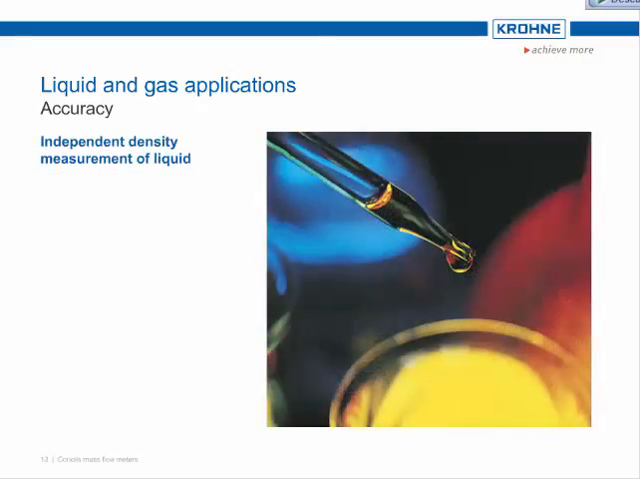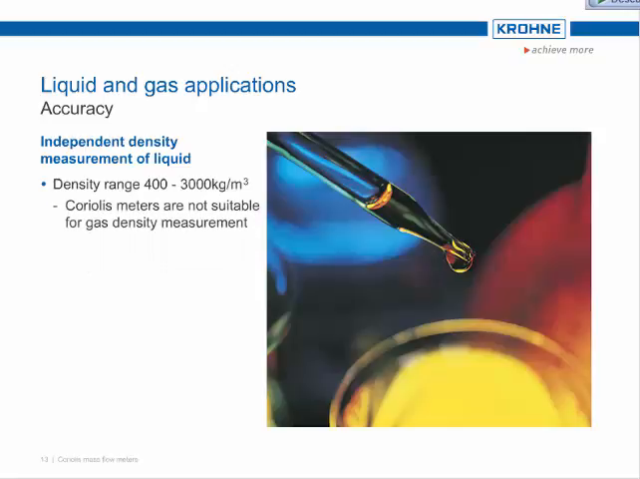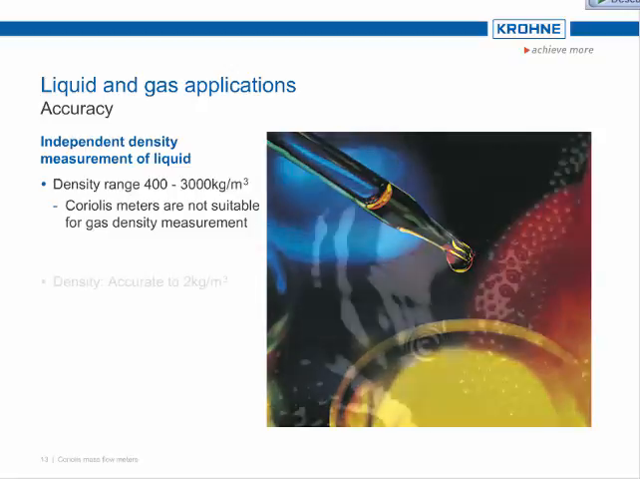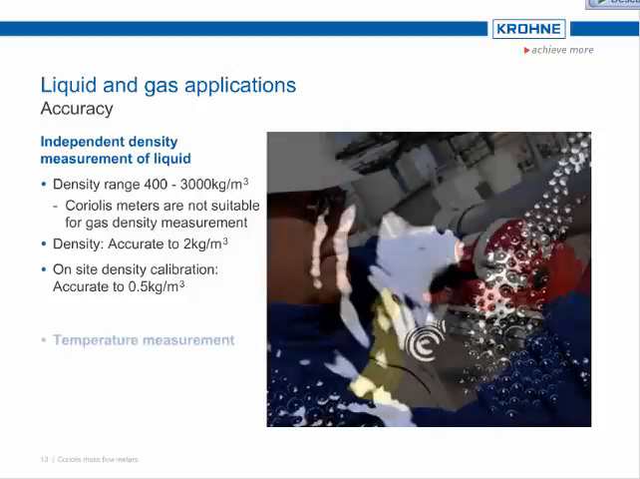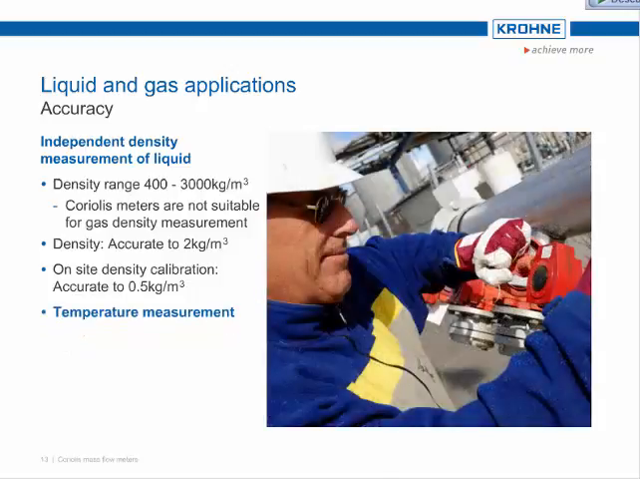Mass flow meters independently measure the density of liquids. Density accuracy is restricted to applications in the range 400 to 3000 kilograms per cubic meter. Therefore, Coriolis meters are not suitable for gas density measurement. Coriolis meter density measurement is generally accurate to 2 kilograms per cubic meter as calibrated, or after an on-site density calibration to 0.5 kilograms per cubic meter. The temperature measurement in steady state conditions is accurate to within 1 degree Celsius.